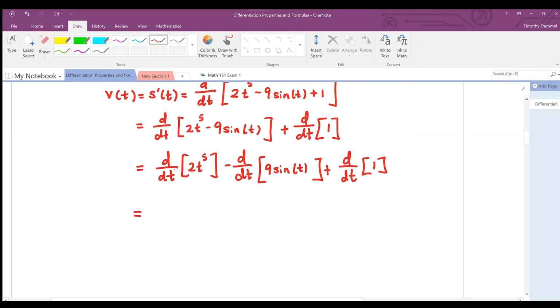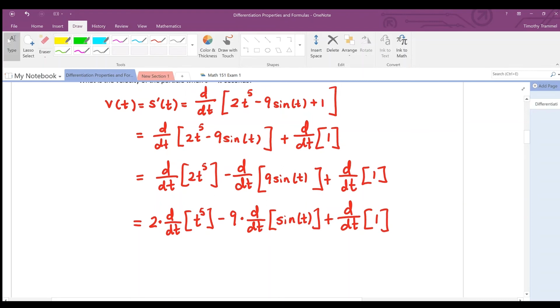And we can actually use another property. One of our properties was if you have the derivative of a constant times a function, you can just rewrite it as that constant times the derivative of the function. And so we'll be able to use the power rule on that t to the fifth. And here I can rewrite this as 9 times d dt of sine of t. So I'll just find the derivative of sine of t and multiply it by minus 9, and then plus d dt of 1.